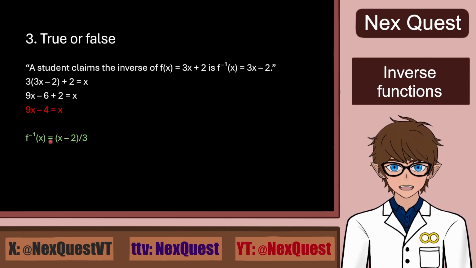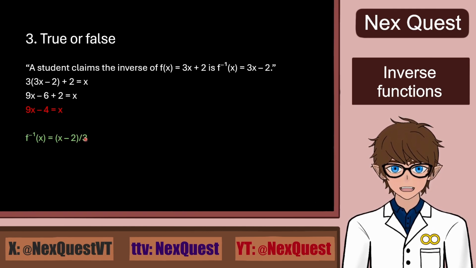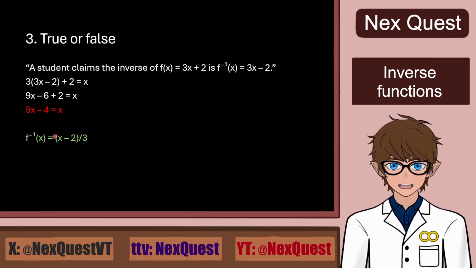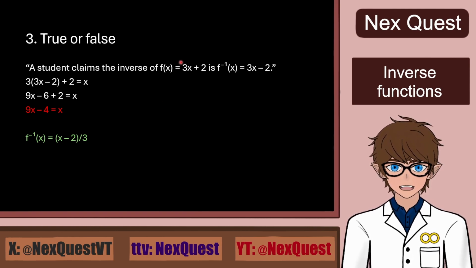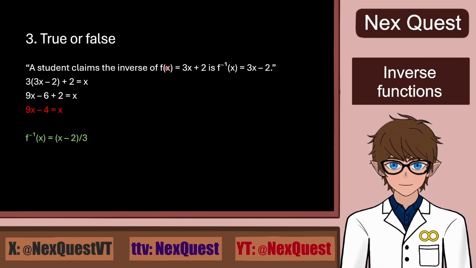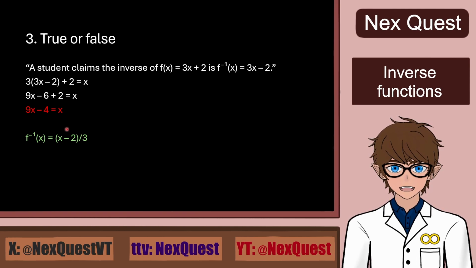Now, the real inverse is x minus 2 divided by 3, or 1/3 of x minus 2. So if you did try to find the inverse of this function, and you did this one correctly, I am super proud of you, good job.